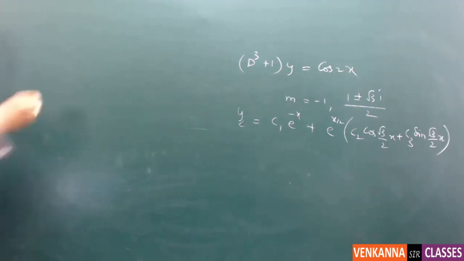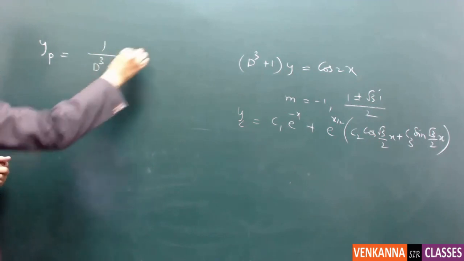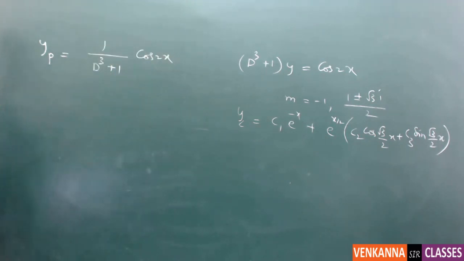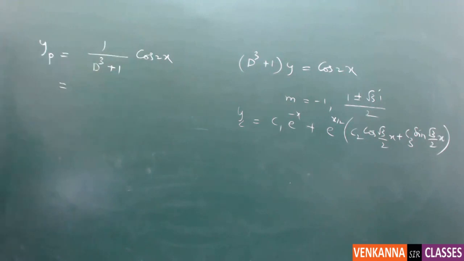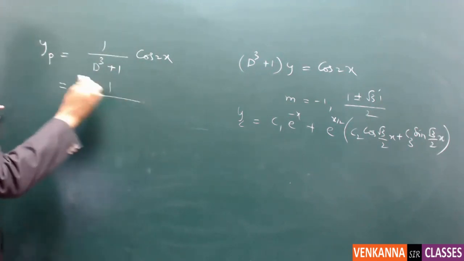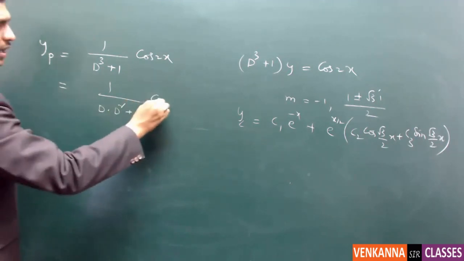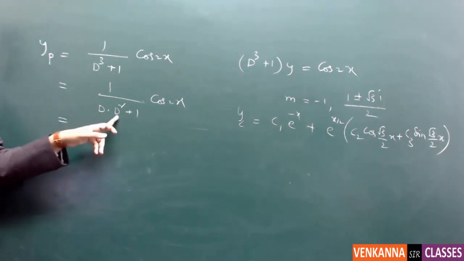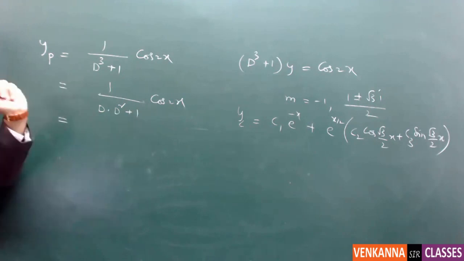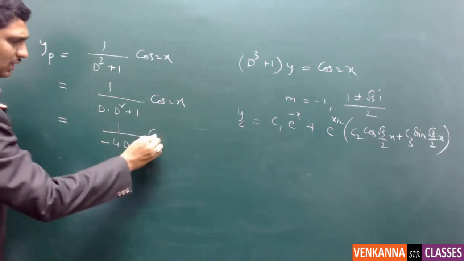Now coming to yp, one by d cube plus 1 into cos 2x. So here the function has power 1, so you can apply the methodology. To apply that, we write d cube as d into d square plus 1 cos 2x. Now, this d square will be replaced by minus b square as usual. So 1 by minus 4d plus 1 into cos 2x.